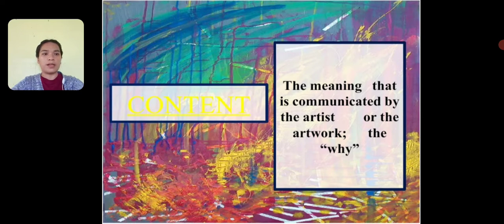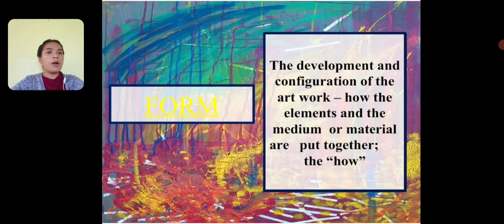That is the content. The form is the development and figuration of the artwork, how the elements of the medium or material are put together. The keyword is the how. Form is one of the elements of visual art, which pertains to the way that a shape or physical configuration occupies space.